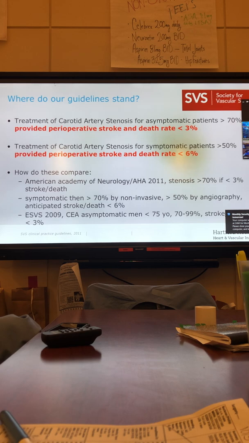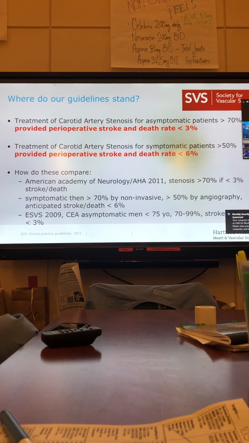So what do our guidelines tell us? So basically, for the SVS, it says that we should intervene on the patient with asymptomatic disease and greater than 70% stenosis if we can offer them a perioperative risk of stroke and death of less than 3%. And for symptomatic patients, we should operate on them if their stenosis is greater than 50%, provided our risk of causing complication is less than 6%.